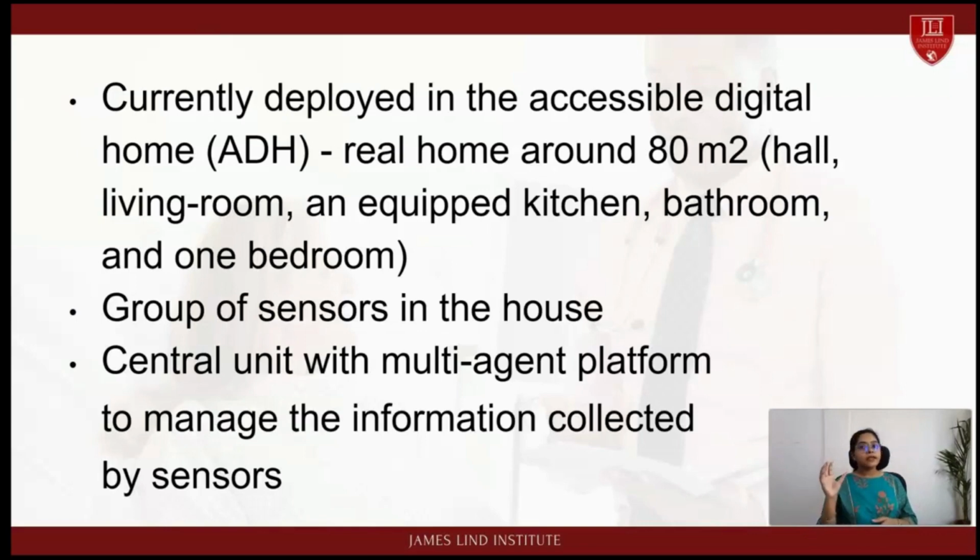installed, and then it also has a central unit, the main unit, which is like a base unit with which all the sensors are connected, and it also manages all the data, the information that is collected by different sensors. So that is the main or basic telecare system that was developed.